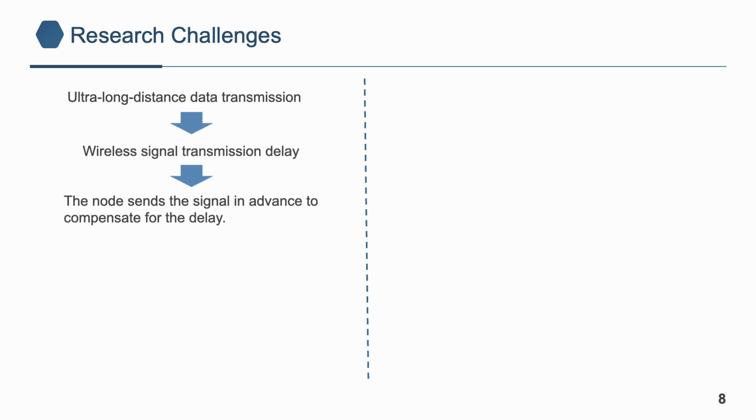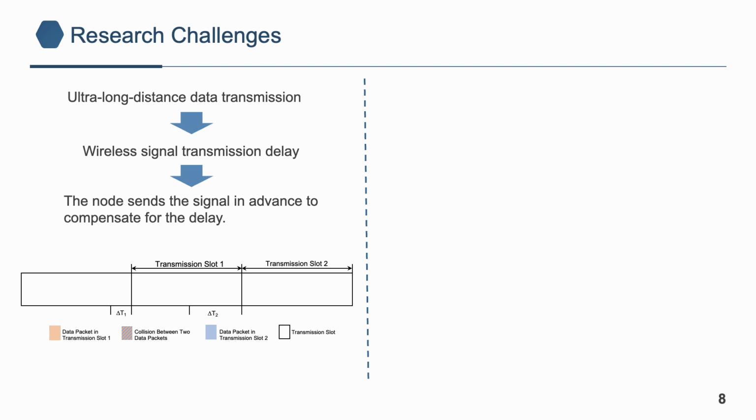During ultra-long transmission, considerable propagation delay leads to numerous channel access conflicts. To solve this problem, the node sends data in advance, but there is another problem. As an illustration, consider 3 consecutive time slots, in the transmission time slots 1 and slot 2. The node transmits a data packet with a lead time of T1 and T2. Finally, there will be a conflict, as indicated by the overlapping region. So this is a problem we need to solve.